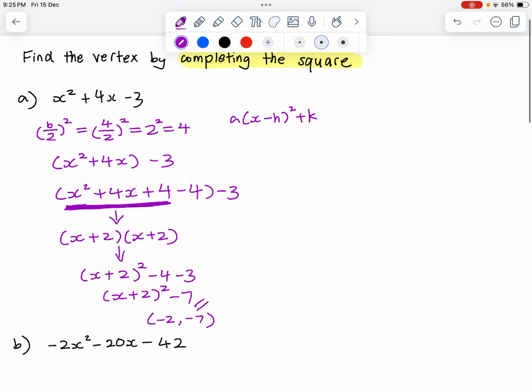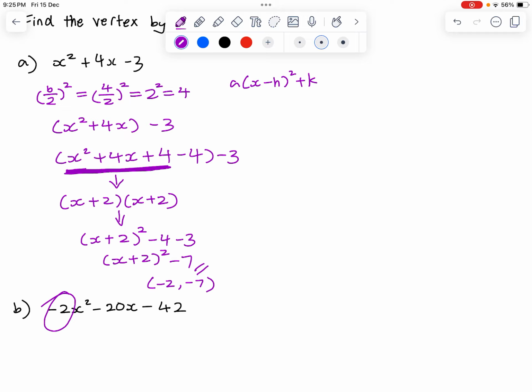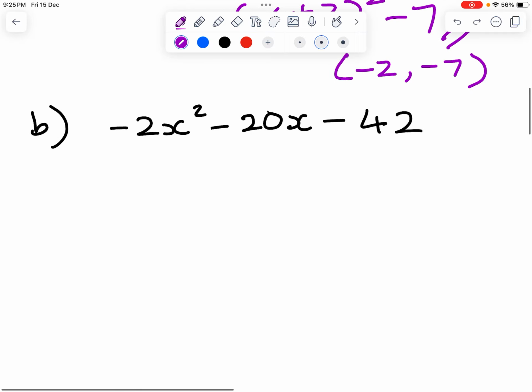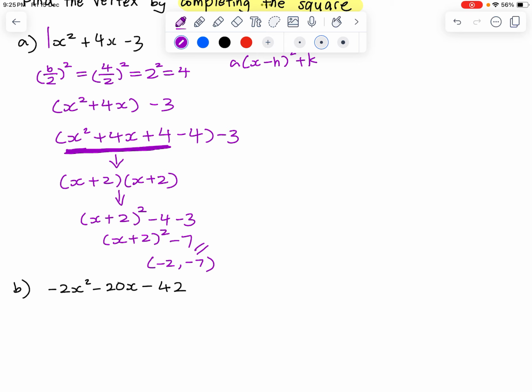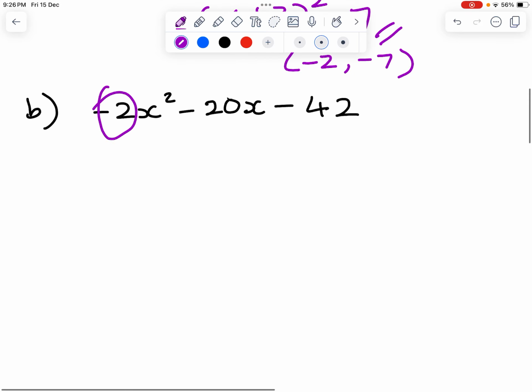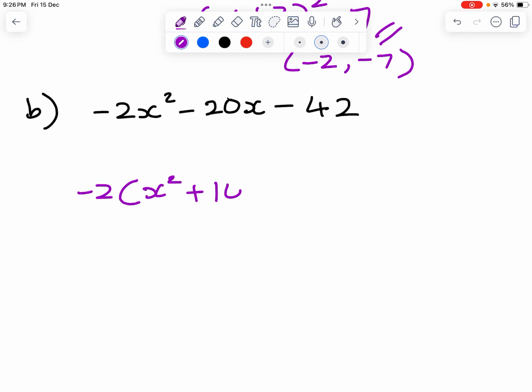Now let's try something more complex. Now we have an a value here. In the previous one, the a value was just 1, but now it's different. Whenever the a value is not 1, we always want to put it outside the brackets. So we factor this, but remember we want to keep the x inside the brackets. We have negative 2 times (x squared plus 10x), and I want to leave the negative 42 outside.